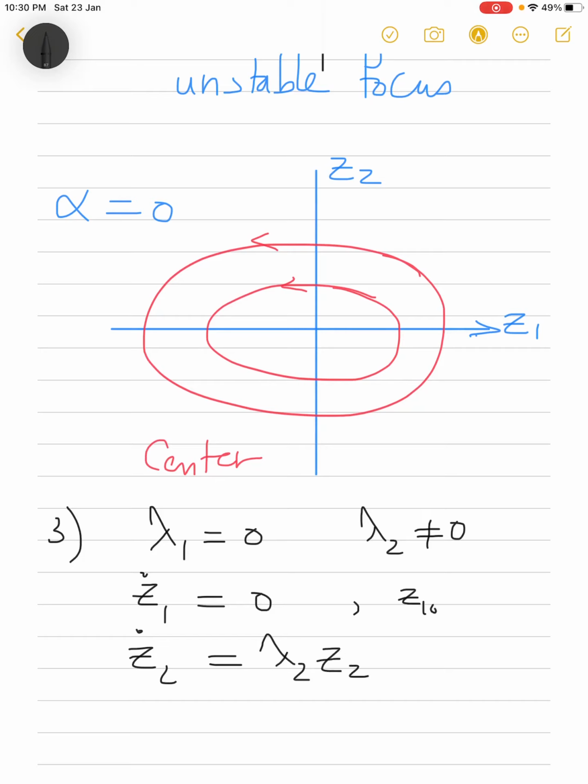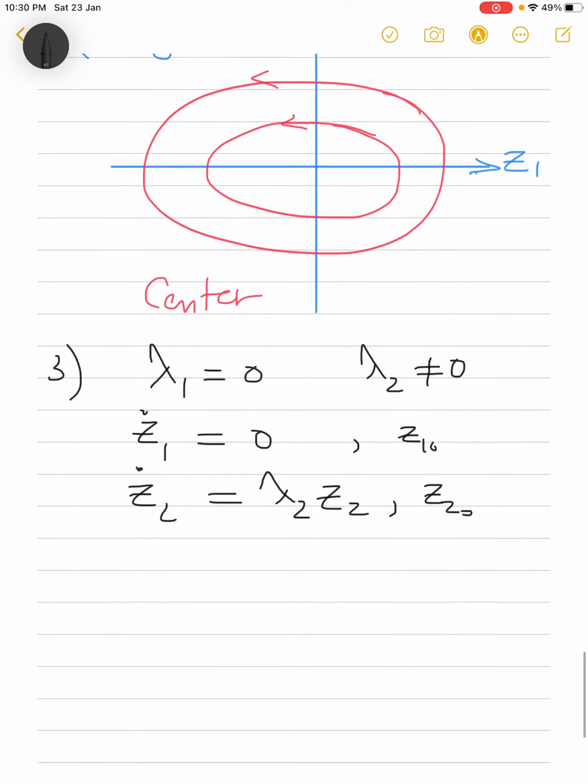condition z1 0 and z2 0. So the solution of the first differential equation would give z1 of t equals a constant, which corresponds to the initial condition, and the second equation will give the exponential solution as usual. So it will be the initial condition z2 0 times the exponential of lambda 2 t. And in that case, of course, it will depend whether lambda 2 is positive or negative.